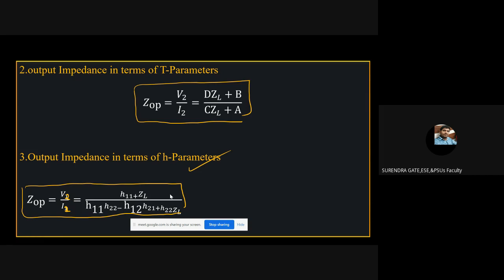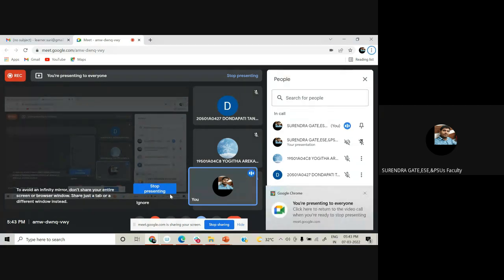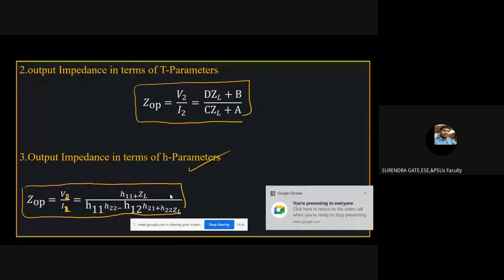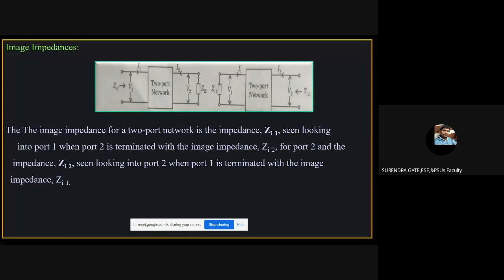The output impedance means the load is connected at the input port and the impedance is calculated at the output port. That is nothing but output impedance. Clear, students? These are the different types of input and output impedances with respect to different types of parameters. Next, the final concept with respect to two-port networks.